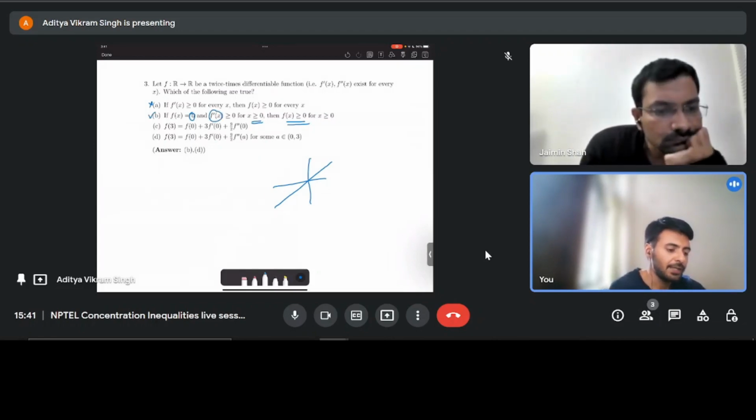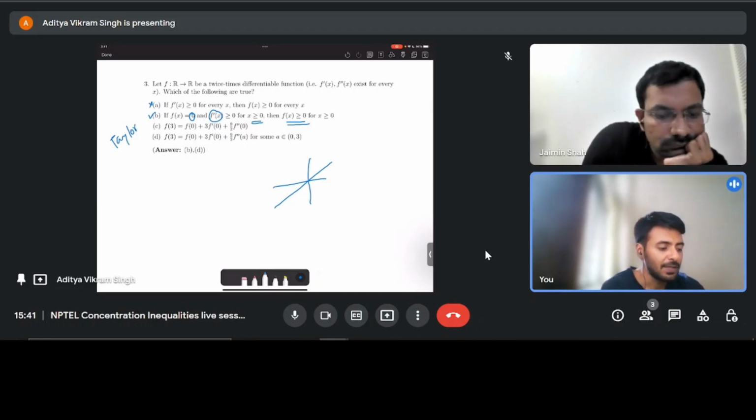C is f of 3 is f of 0 plus, okay, so C and D just test your Taylor knowledge. So f of 3 is f of 0 plus 3 f dash of 0 plus 9 by 2 f double dash of 0. So again, this may not be true. What is true is this D part, which is that f of 3 is f of 0 plus 3 f dash of 0 plus 3 square by 2 f double dash of a for some a in 0 comma 3, right? And so this is Taylor's theorem basically.